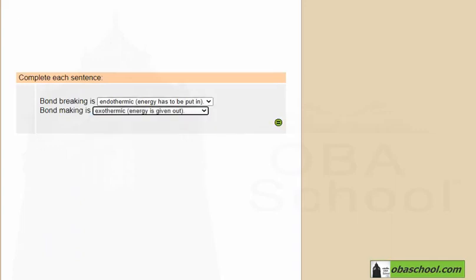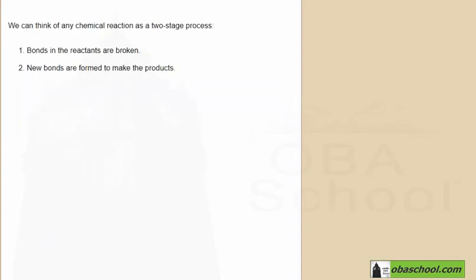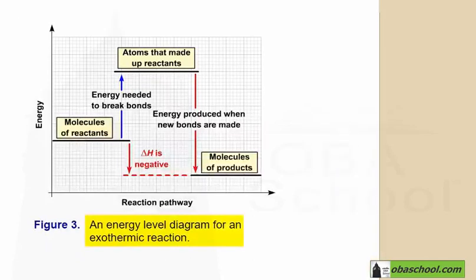In general, we can think of any chemical reaction as a two-stage process. In the first stage, the bonds of the reactants are broken. Then new bonds are formed to make up the products in the second stage. Let's check now the energy level diagram for an exothermic process. So the left axis represents the level of energy in the system. Here's the level of energy of the reactants, and there is the level of energy of the products.